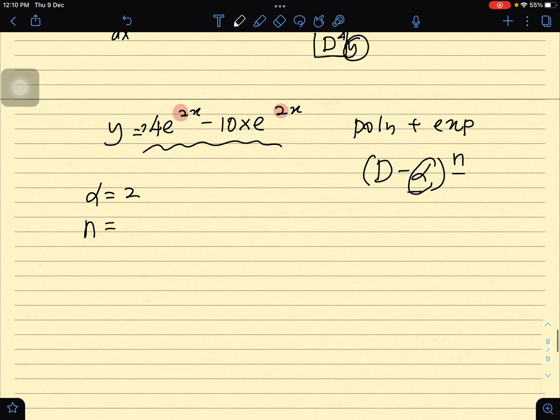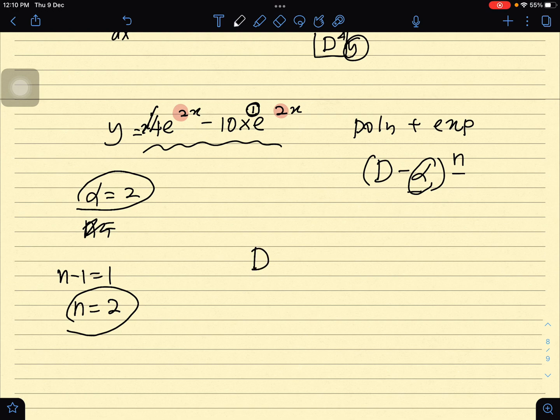So here you have x to the power of 0, you cannot see it, but here you have the polynomial x to the power of 1. And 1 is always n minus 1. So your n is equal to 1 plus 1, your n equals 2. So now you already have your alpha, you already have your n. So your differential operator will be d minus alpha, which is 2, to the power of n, which is 2. So this one is the differential operator that annihilates the function y equal to 4 exponent 2x minus 10x exponent 2x. Okay.